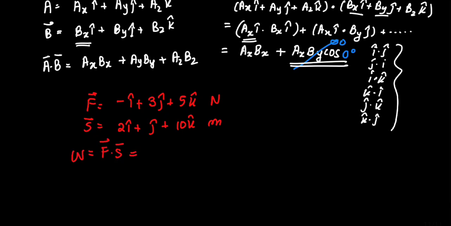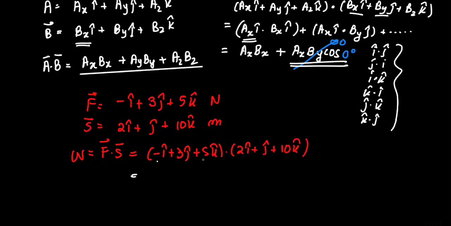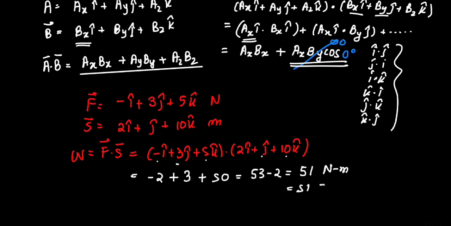So F dot S, for the work done, is going to be minus i cap plus 3 j cap plus 5 k cap dot 2 i cap plus j cap plus 10 k cap. Okay, and you can simply use this formula. Minus 1 times 2 is minus 2, plus 3 times 1 is 3, plus 5 times 10 is 50. So 53 minus 2 is going to be 51. And if you are particular about units, you can write Newton meter. And if you have some knowledge about joules from previous classes, then you can also write this as joules. For now we are going to leave it at Newton meters.